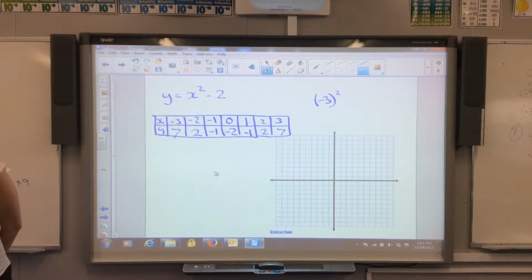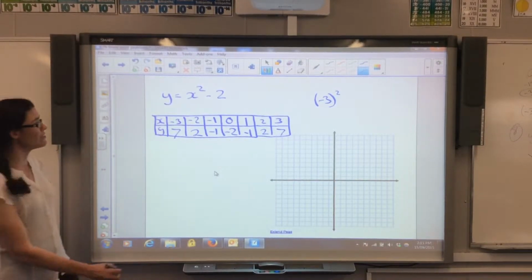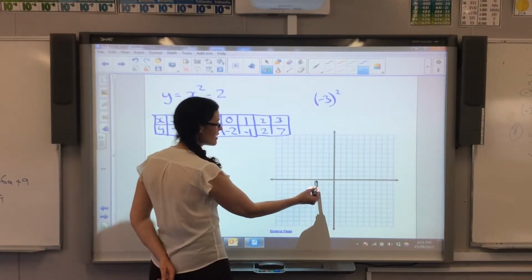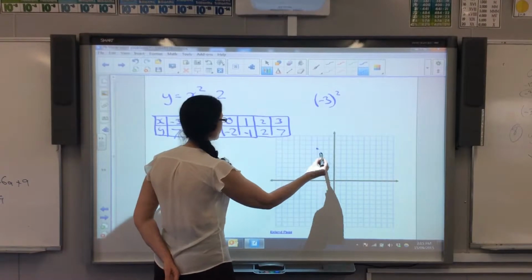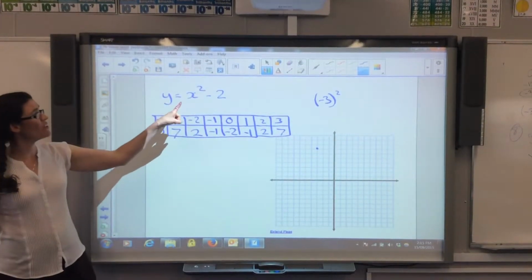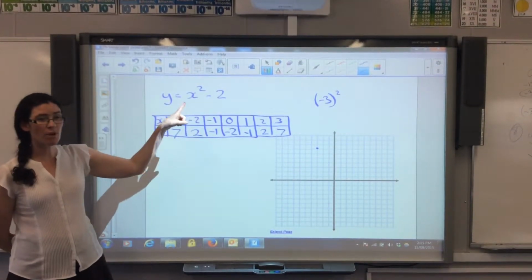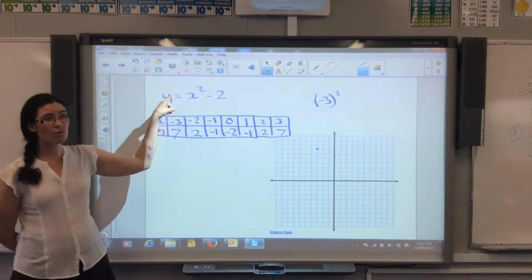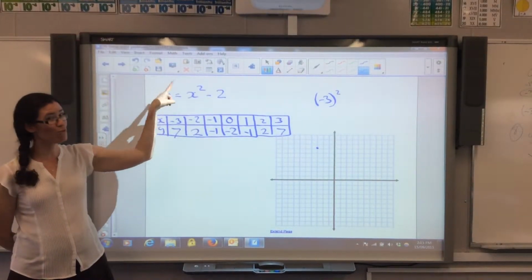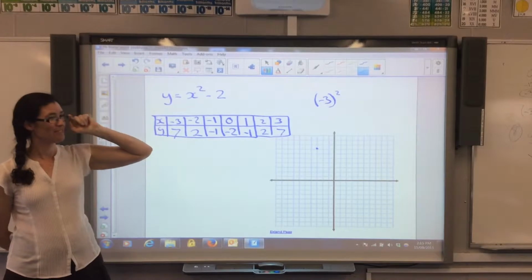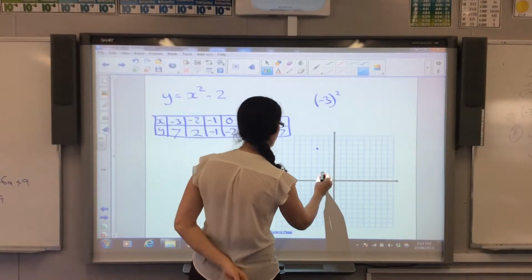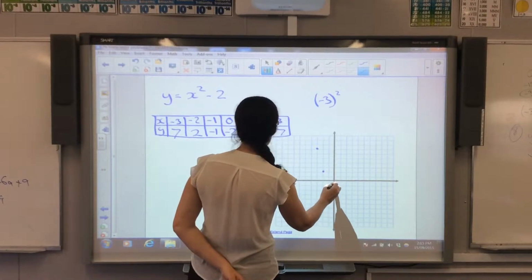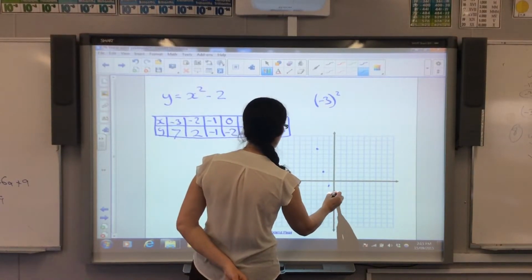Okay, so if you've plotted it correctly, your first point should be back 3 and up 7. Because it's -3 squared minus 2. This is the rule, I've got to use this rule. Then at -1 it goes up to... -1 squared is positive 1, minus 2 is -1. The next point is at 0, which is 0 minus 2, -2.